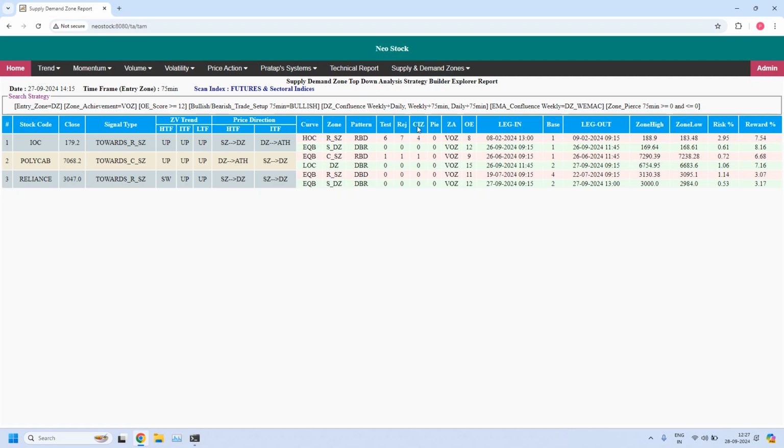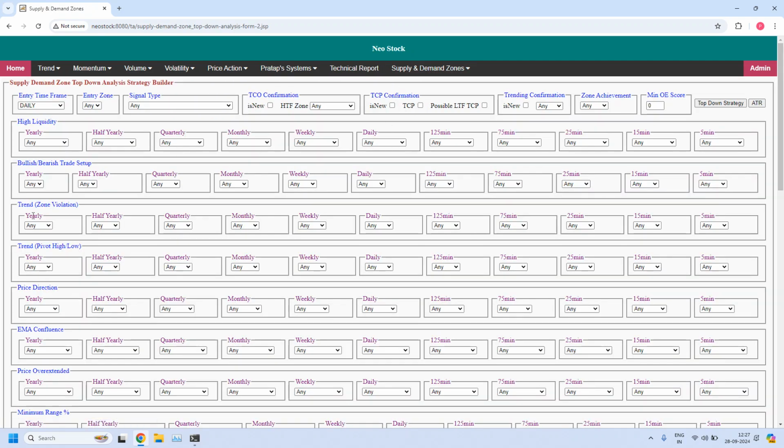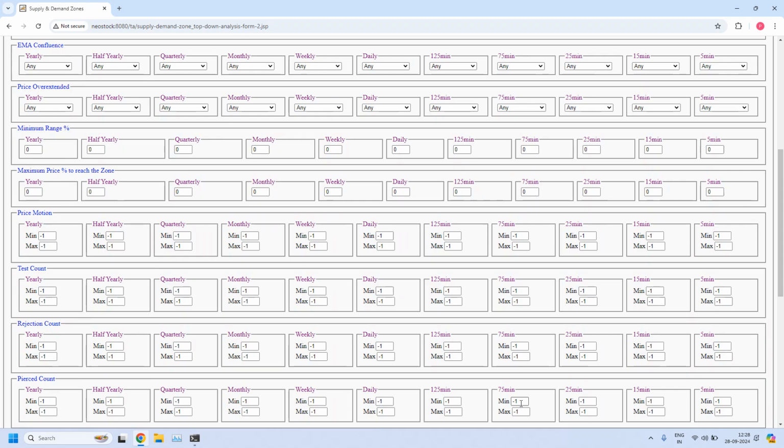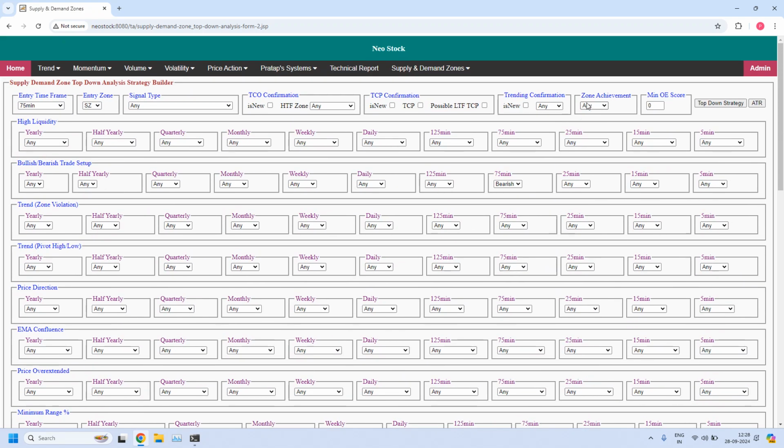Okay, next, bearish trade setup for weekly income trade. Entry time frame 75 minutes, entry zone, supply zone. In bullish or bearish trade setup at 75 minutes, I am selecting bearish. The 75-minute supply zone should not be pierced. So in the pierced count at 75 minutes time frame, I am setting minimum value 0, maximum value 0. Zone achievement should be violated, opposing zone minimum odd enhancer score is 12. All the three filters are applied to the 75-minute supply zone.